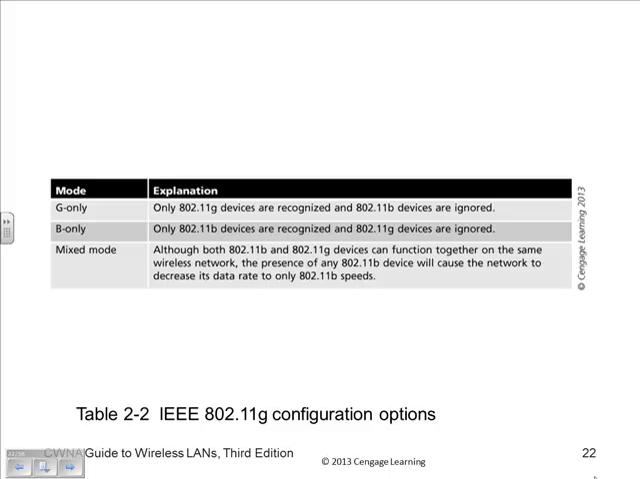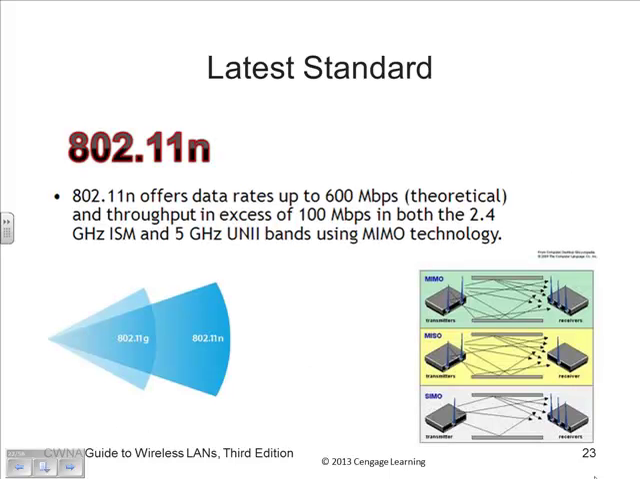G only, B only. Devices are recognized, and the G devices are ignored if we only do B. This is, I think, the important one. In mixed mode, although 11B and 11G devices can function together on the same wireless network, the presence of any B device will cause the network to decrease its data rate to the B speeds. So unless you really need it, don't set your access point up in mixed mode. Set it up in G if you're using G devices, because if anything shows up at the B standard, it's going to decrease your throughput and your data rate.